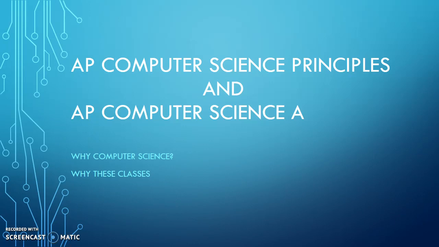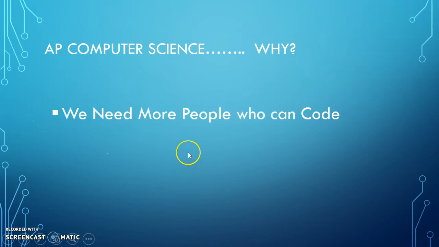So let's first of all look at why you would want to do computer science at all. The first reason is simply because we need people who can write code. Even if your career field is not necessarily computer science, you might be interested in architecture or perhaps the medical field. We need people in those fields that know how to write code because they know what needs to be written better than anyone else.